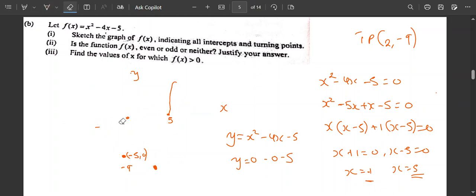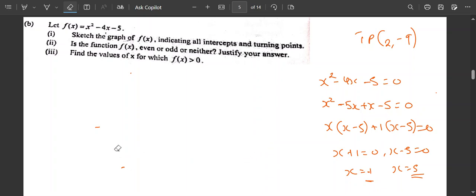The other question says, show that this function is odd, even, or neither. So we are going to show all that. How do we show that it's neither odd nor even? There are rules that we follow. Let me start with even. If the function is even, then when we set f of negative x, it should give us the same function.